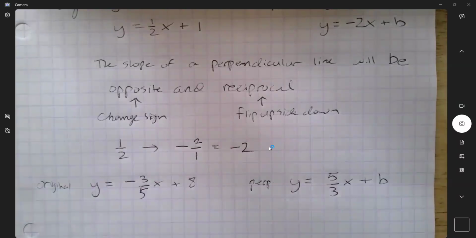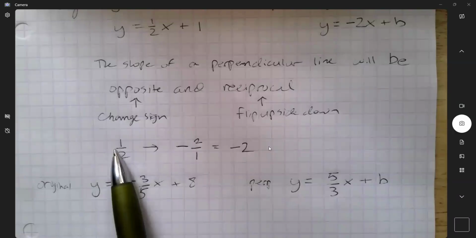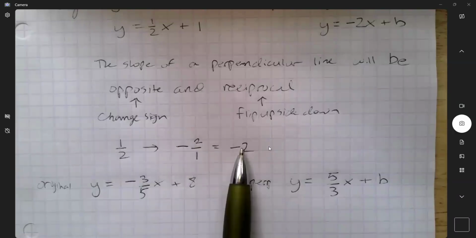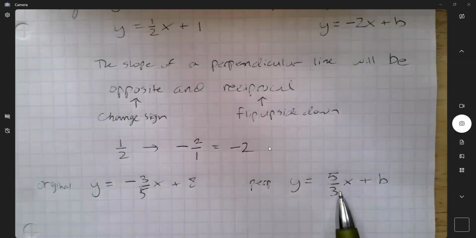So the slope is not as easy as it is, the exact same, the way it is for parallel lines, but it's still a fairly simple rule. You change the sign. If it was positive, you make it negative, and then you flip it upside down. 1/2 flips to 2, 3/5 flips to 5/3, and then you also change the sign.